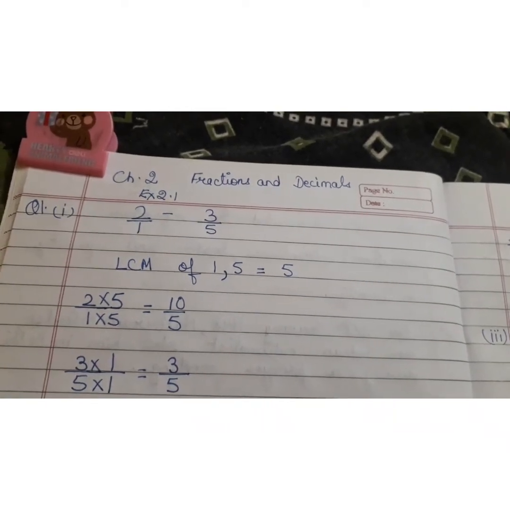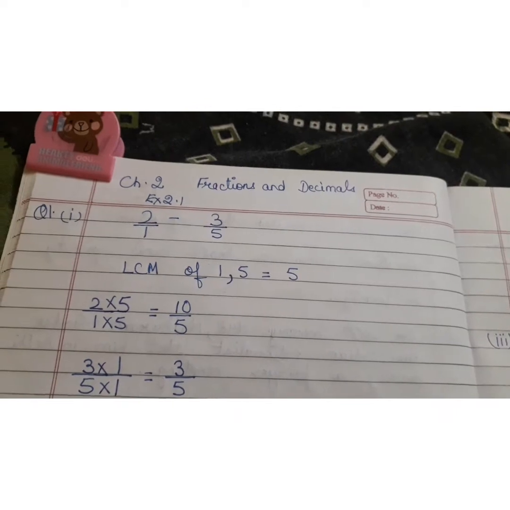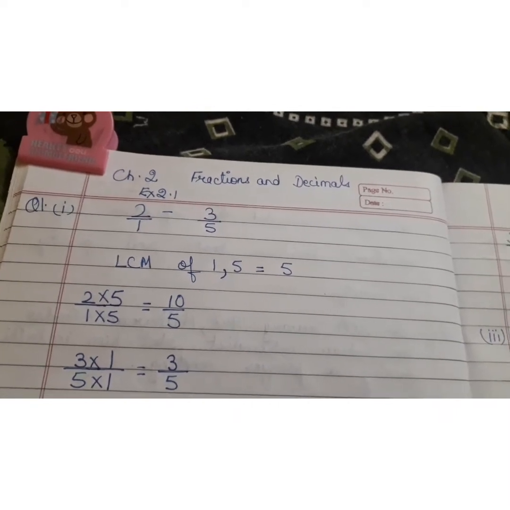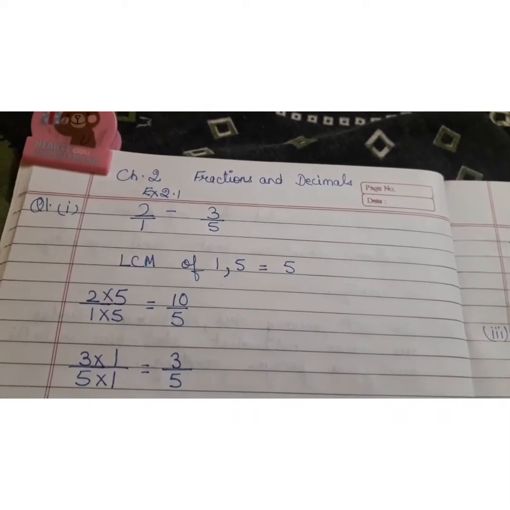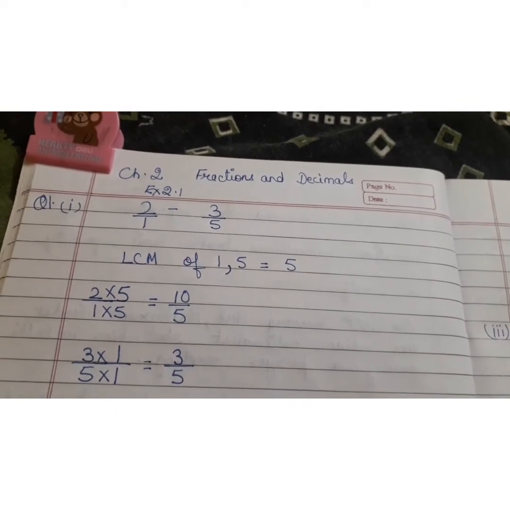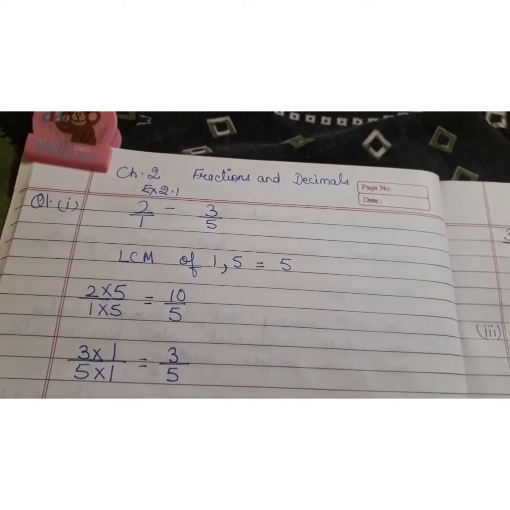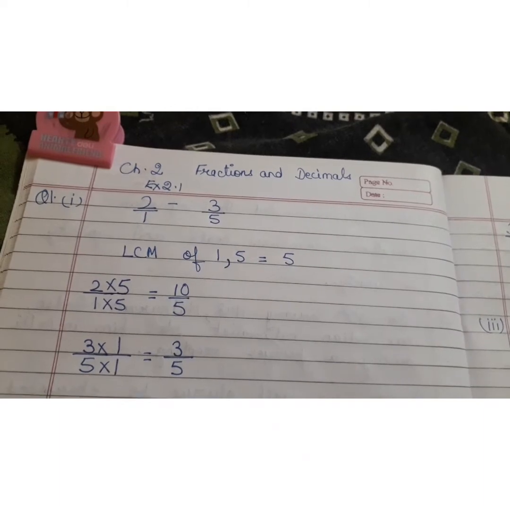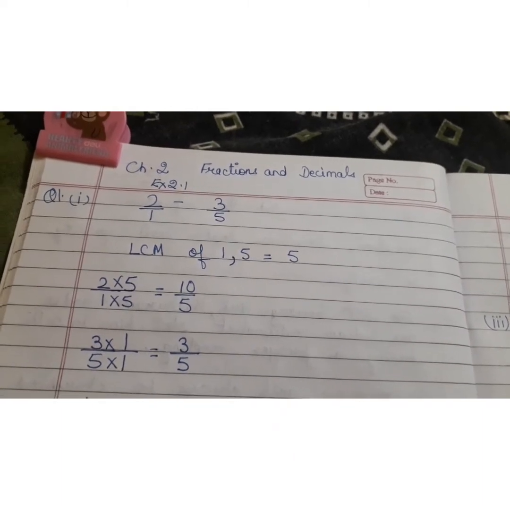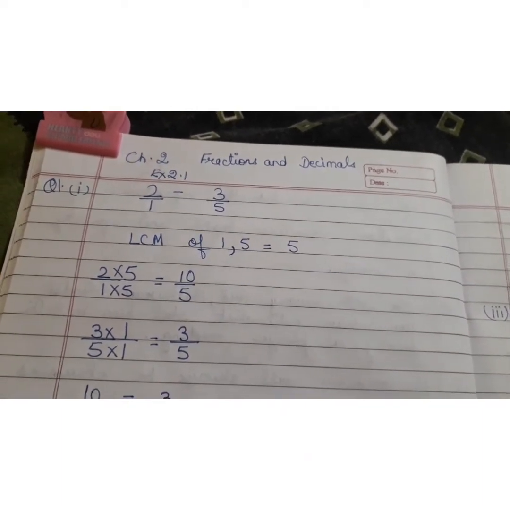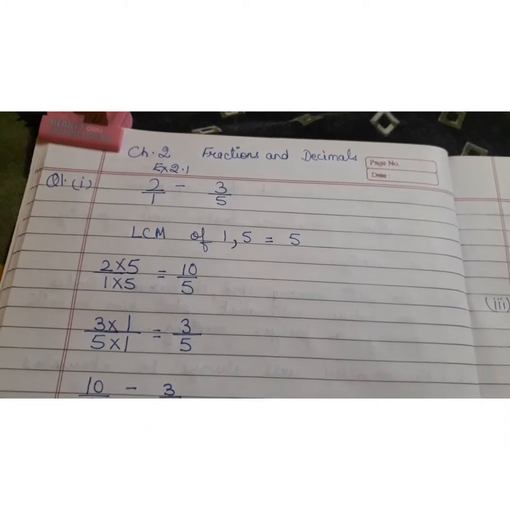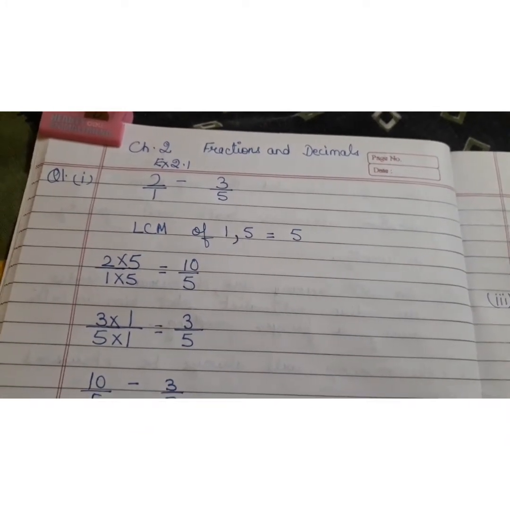In this video, we will solve the questions of class 7th, chapter 2, fractions and decimals, exercise 2.1. We will solve the addition and subtraction of fractions. So let's start. Question 1 is 2 by 1 minus 3 by 5.